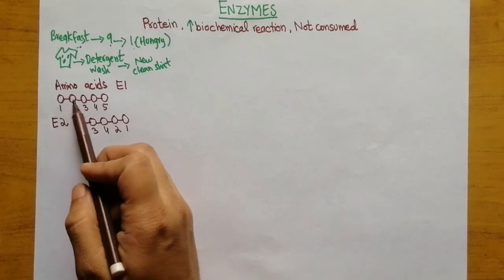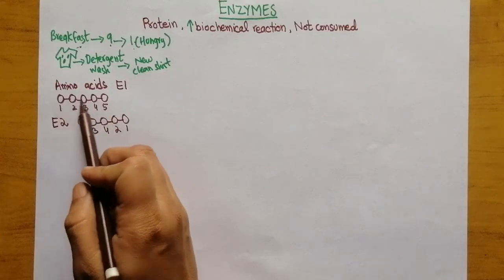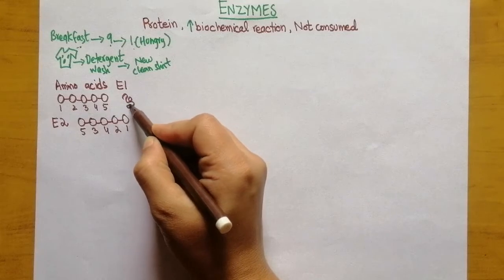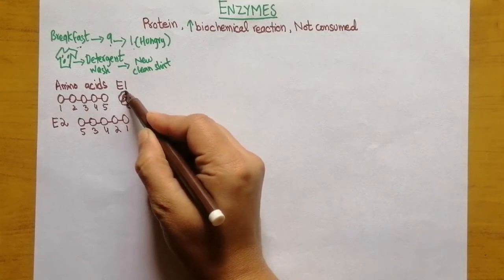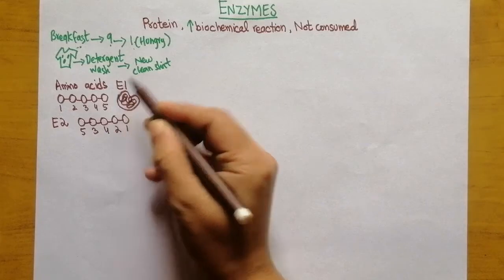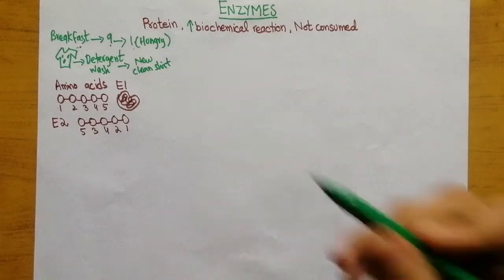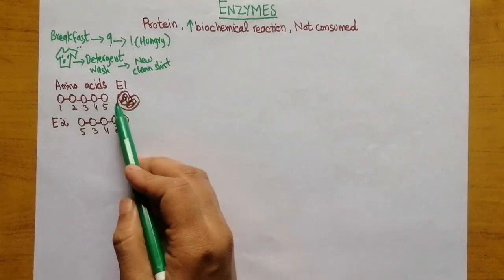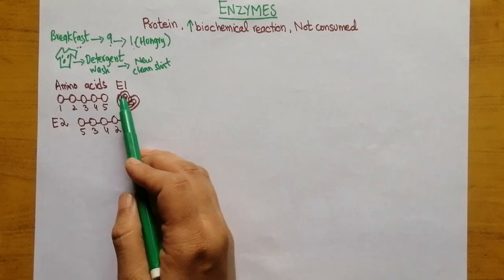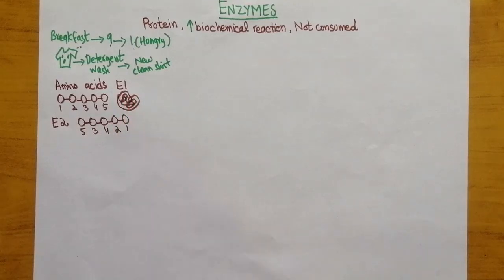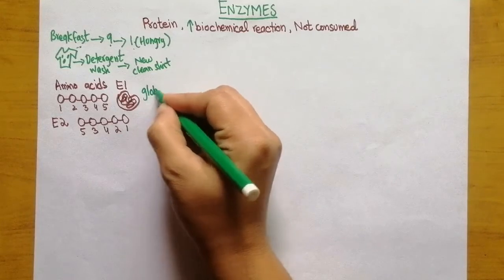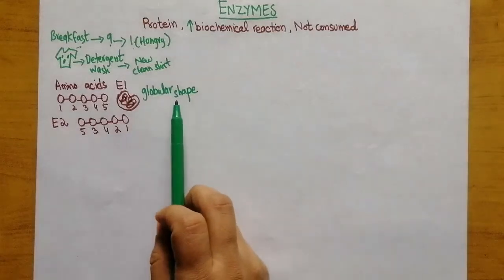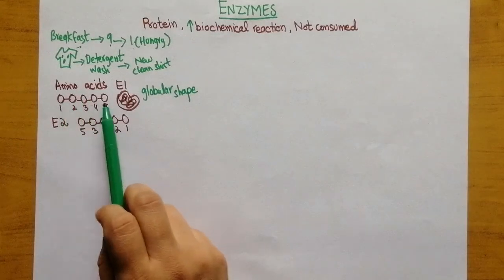These amino acids join with each other and then fold on each other like this and form a specific globular shape. Here you can see this is a globular shape. These amino acids are folded or coiled on each other to form this shape. So the enzyme has a globular shape, and this globular shape is because of the arrangement of amino acids.